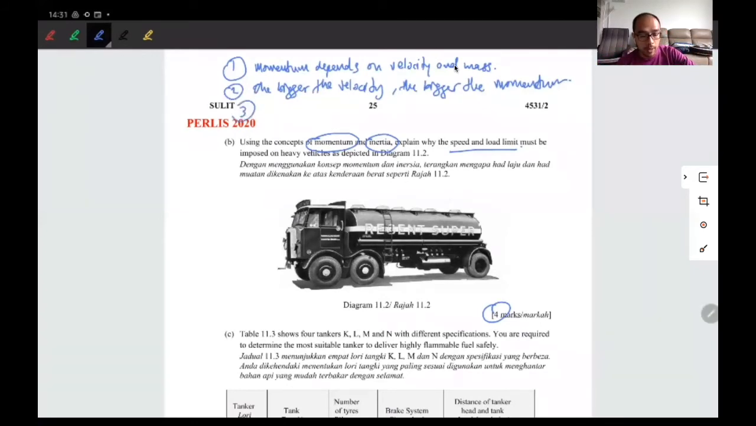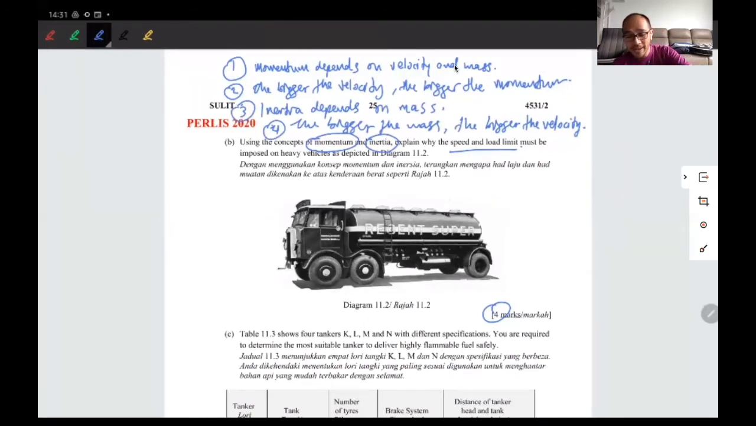Point 3, inertia only depends on one thing, which is mass. And then point number 4, the bigger the mass, the bigger the velocity. Sorry. What am I saying? Oh no. This is why I don't like to have class in the afternoon. The bigger the mass, the bigger the inertia.